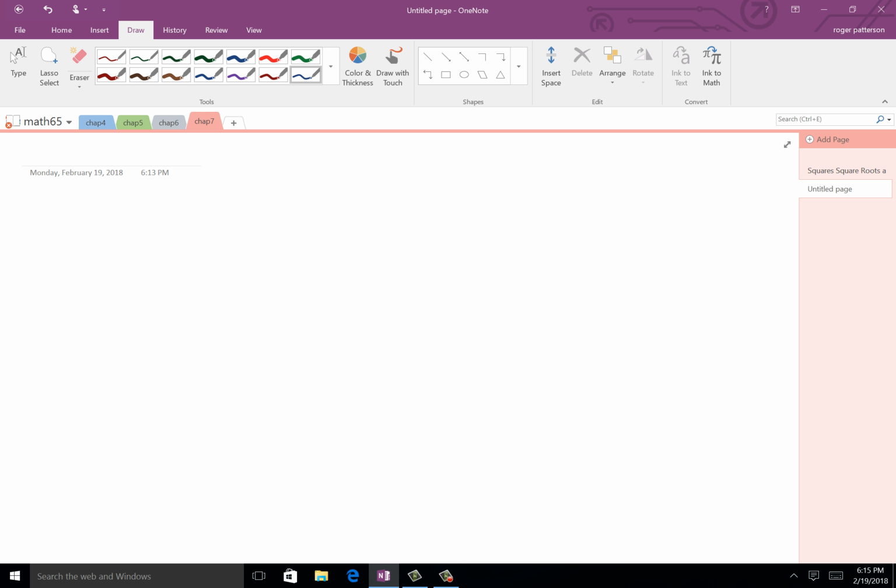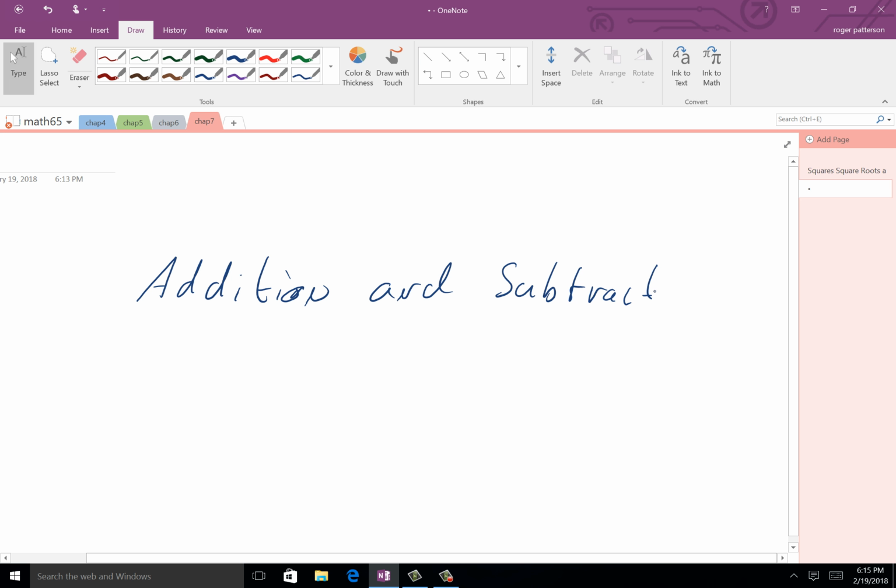And remember I said something to you about how radicals are very similar to fractions, okay, in the way that their operations are used on them. So let's go with addition and subtraction. Square roots and radicals.